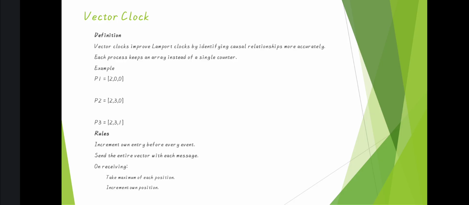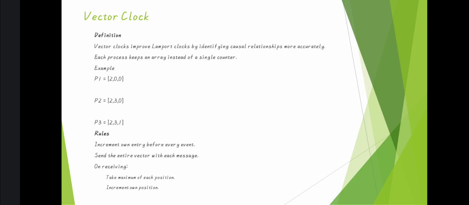Definition: a vector clock is an improved Lamport clock that identifies happens-before relationships more accurately. Each process keeps an array instead of a single counter. For example, P1 is equal to 2, 0, 0; P2 is equal to 2, 3, 0; P3 is equal to 2, 3, 1.